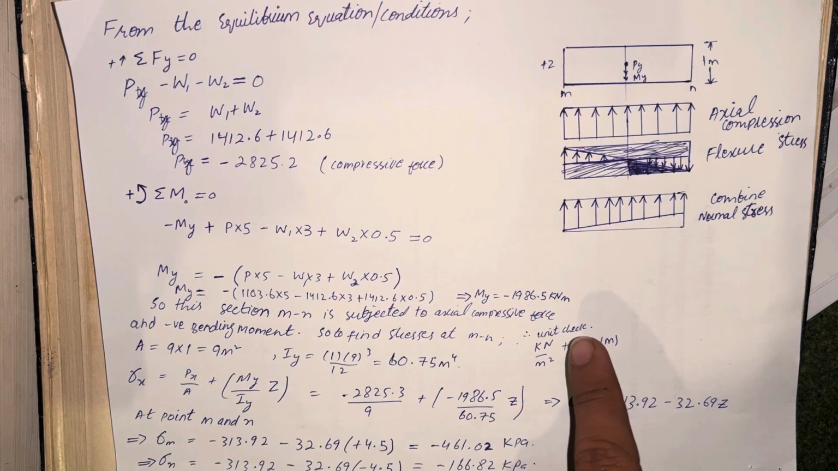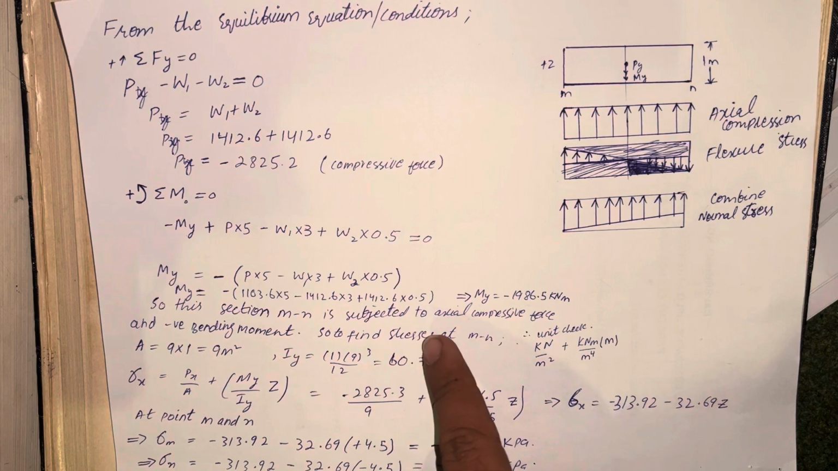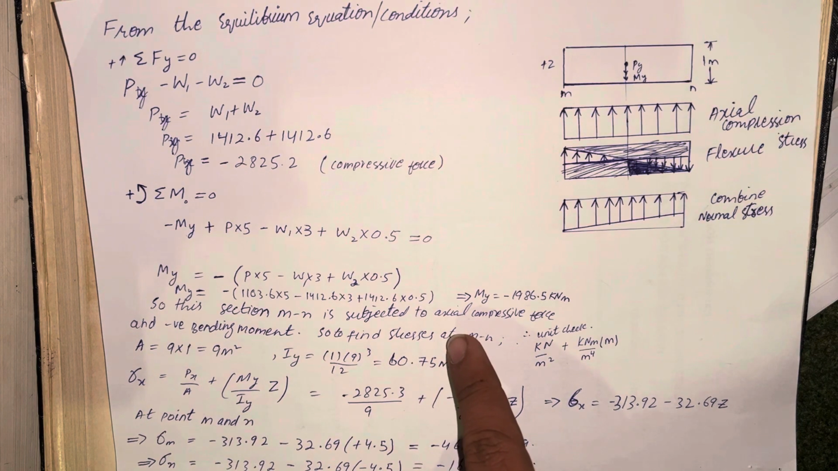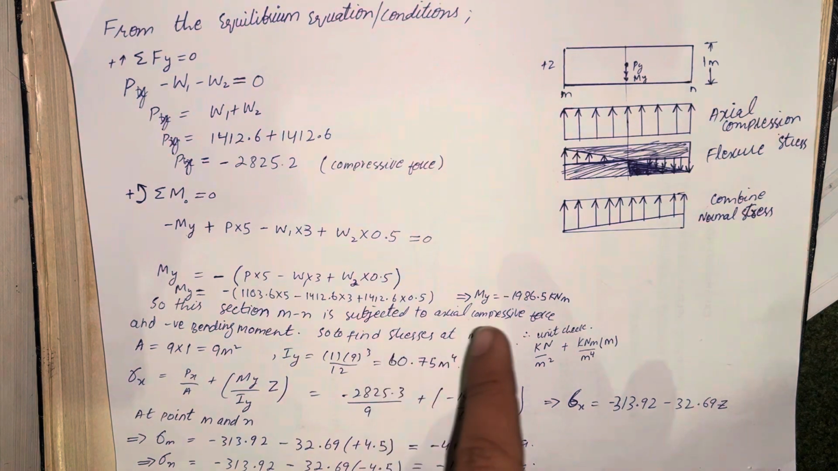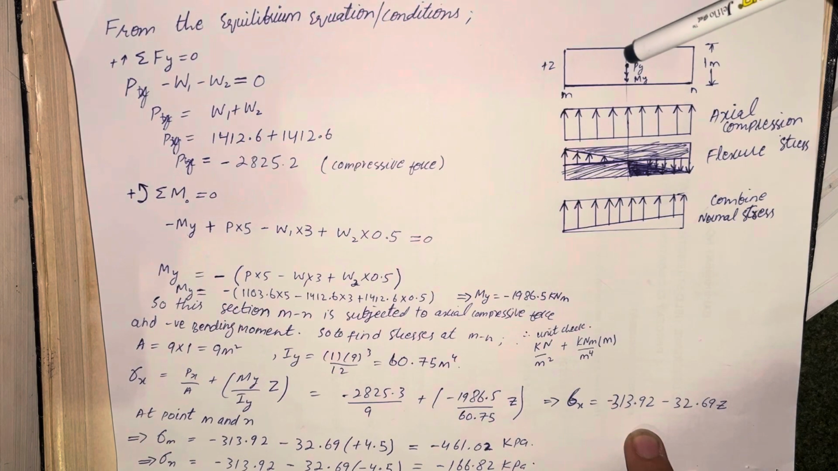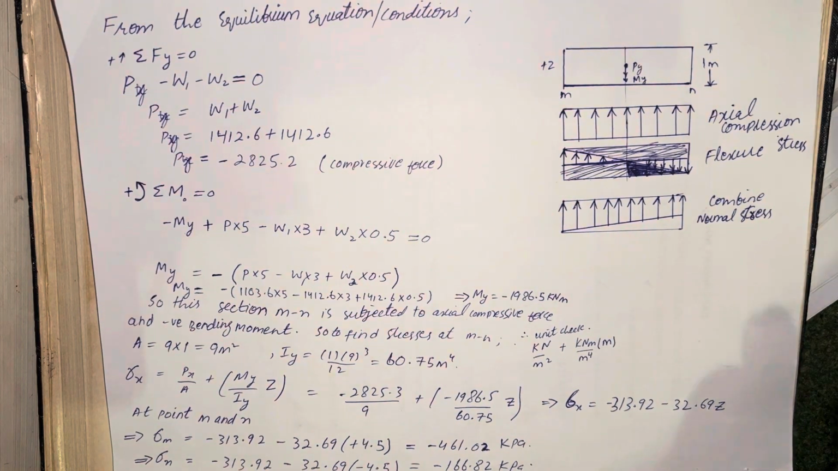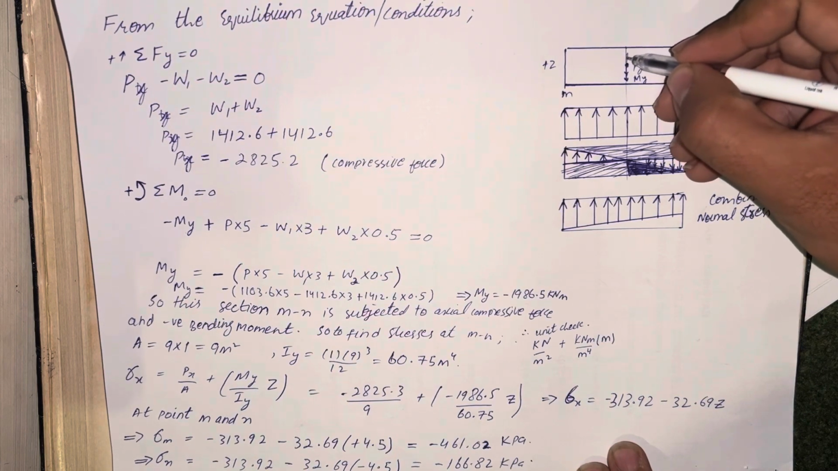Okay, so in this section, MN is subjected to an axial compressive force, as can be seen from the free body diagram, and we have a negative bending moment. So to find the stresses at section M and N, as I have also shown you, we have a negative force and a negative bending moment. Here the moment is negative, and here the force Py is compressive.